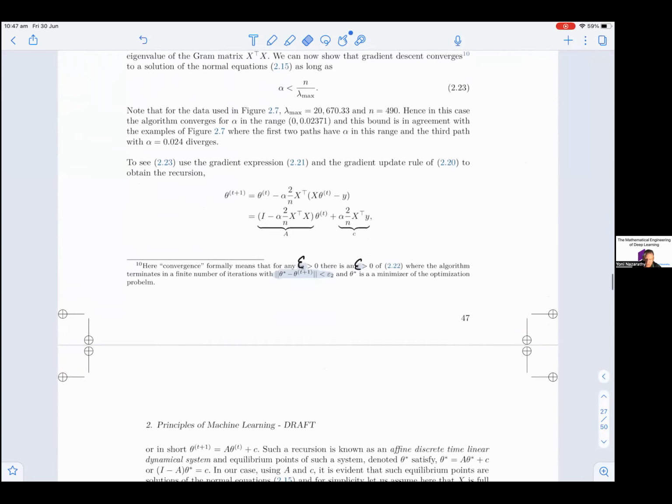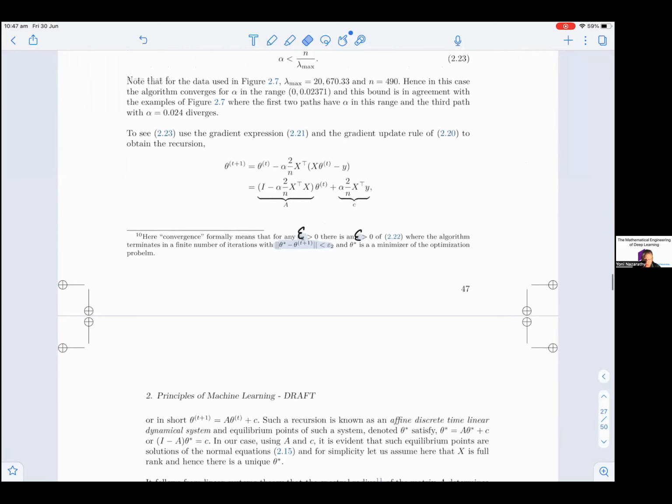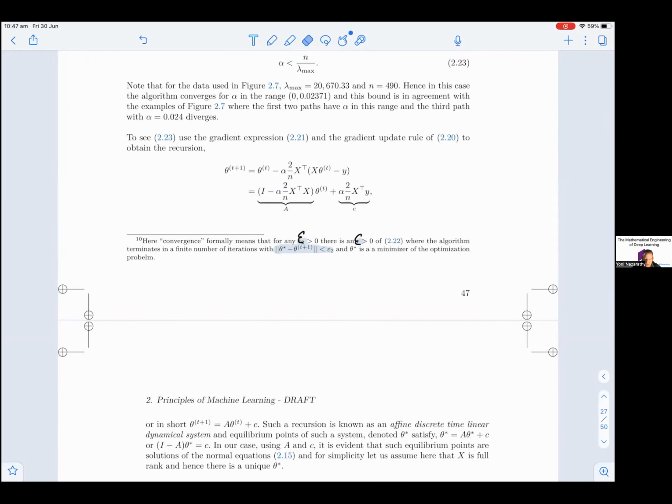And then in 490. Hence, in this case, the algorithm converges for alpha in the range of, now if you do 490 divided by lambda max, 20,670.33, you're going to get this upper bound 0.02371. And this bound is in agreement with the examples of figure 2.7, where the first two paths have alpha in this range, 0 to 0.02371. And the third path is just a bit above because we got alpha equal to 0.024 and we diverge.